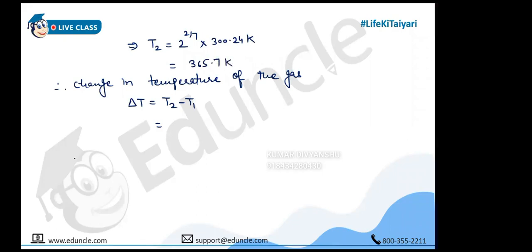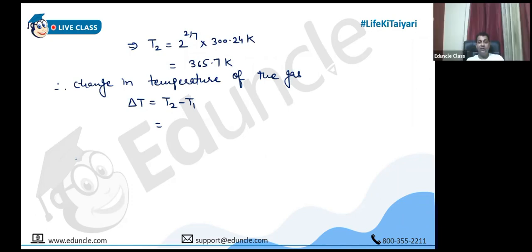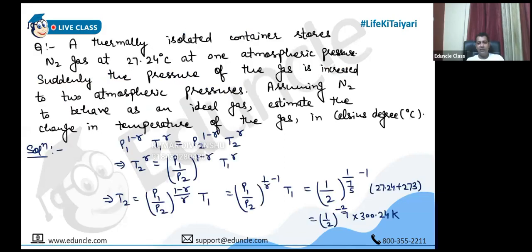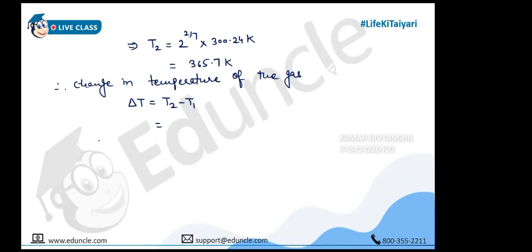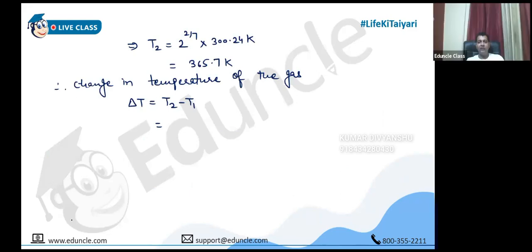So exactly how can you write T2 equals 300 times 2 to the power 2 by 7. Why is it minus? It is plus. It was 1 by 2 earlier, that's why I have made it 2 now. So either you do 1 by 2 raised to power minus 2 by 7 or 2 raised to power 2 by 7, one and the same thing. Minus 300.24, so it will be like 65.70. The difference will be the same in degree centigrade and Kelvin. Now it doesn't matter. Difference is difference. Clear? This is the answer.